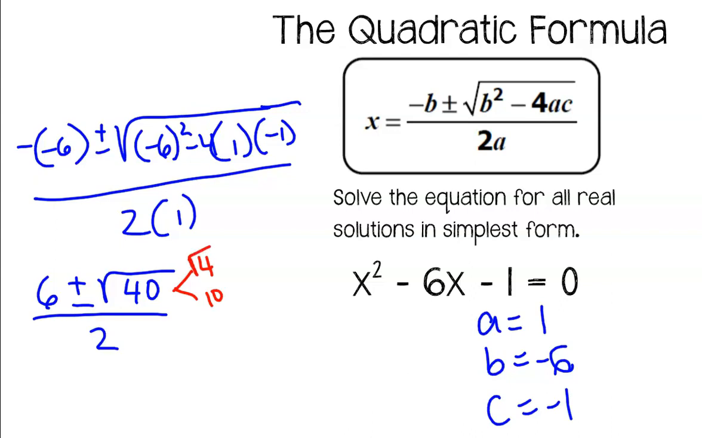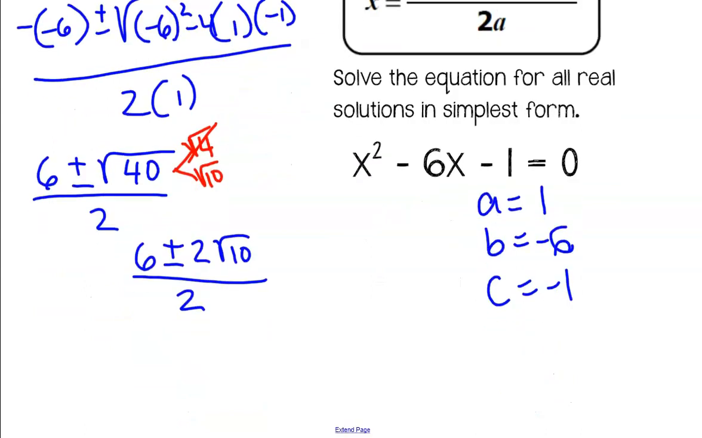But this one is a perfect square, and so when I factor this 40 as 4 and 10, that means this can actually be square rooted. So the square root of 4 is 2. So everything else is going to stay the same here, 6 plus or minus, and 2 in the denominator. But my radicand is going to be simplified to become 2 square roots of 10. And now we actually have a little more work to do.